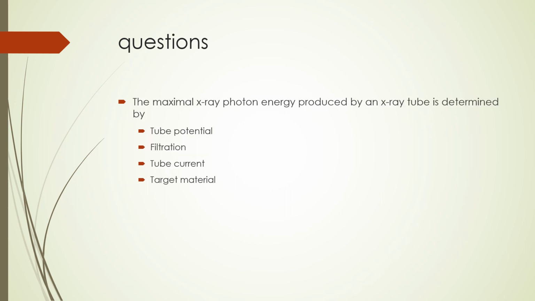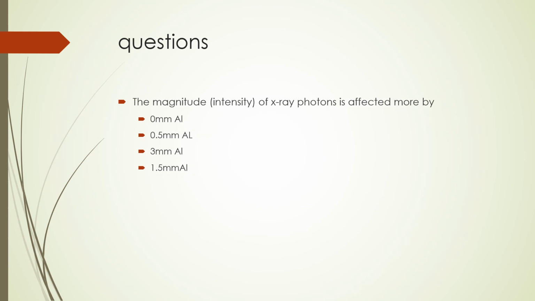Next question. The maximal X-ray photon energy produced by an X-ray tube is determined by, and your choices are tube potential, filtration, tube current, target material. The correct choice is tube potential. Next question. The magnitude or intensity of X-ray photons is affected more by, and your choices are 0 mm aluminum, 0.5 mm aluminum, 3 mm aluminum, 1.5 mm aluminum. The correct choice is 3 mm of aluminum.